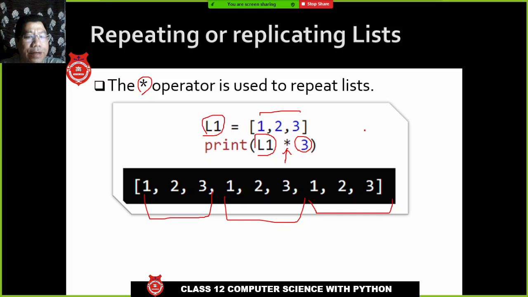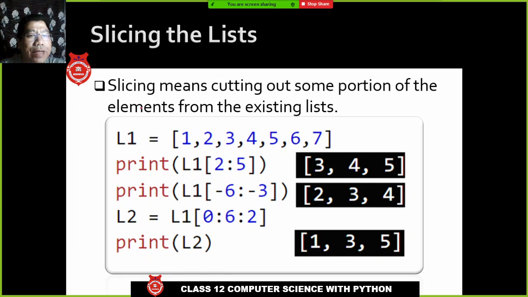I hope it's clear. And now let's talk about slicing a list, okay? Slicing means cutting out. For example, if you have a cake, you can slice out some portion of the cake like that. So in a list, you can slice out some portion of the items or elements from the list. The different ways of doing that can be demonstrated like this. Suppose we have L1, a list which contains numbers from 1 to 7.